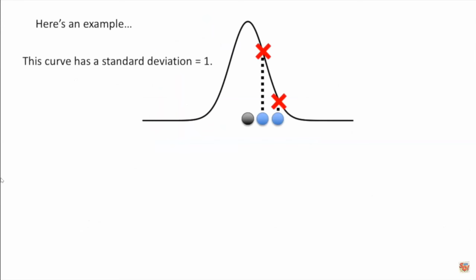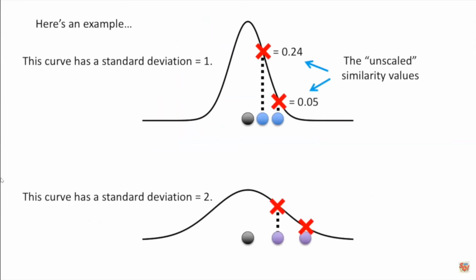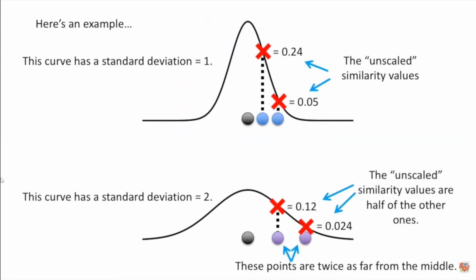Here's an example where I've worked out the math. This curve has a standard deviation equal to 1. These are the unscaled similarity values. This curve has a standard deviation equal to 2. These points are twice as far from the middle. The unscaled similarity values are half of the other ones.